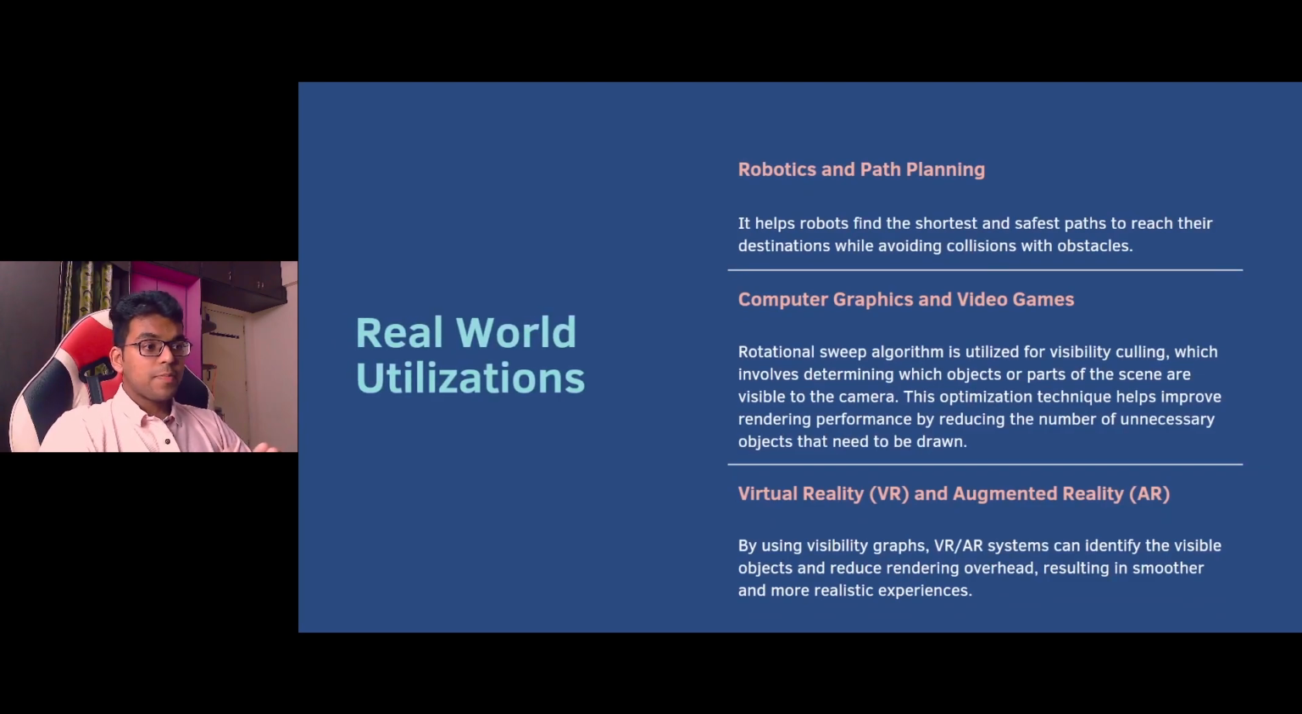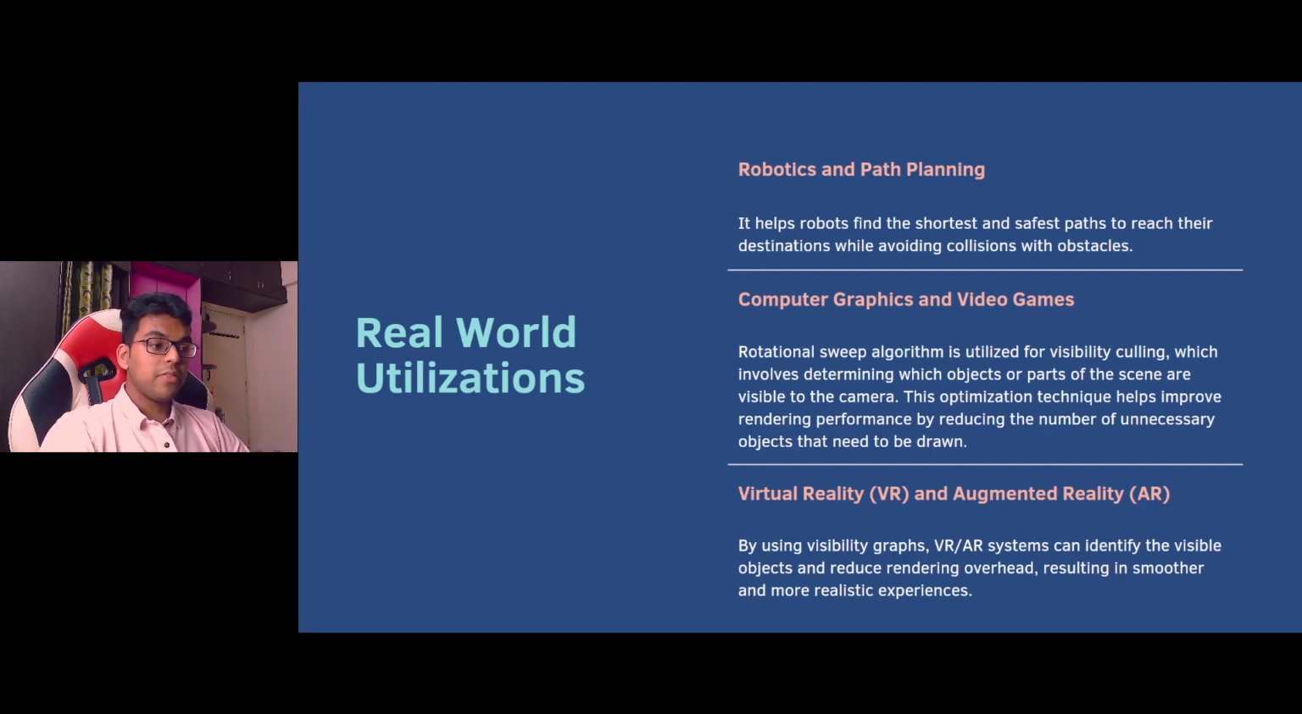Coming to the real world application of the algorithm, it's primarily used in robotics and path planning to help robots find the shortest and safest paths to reach their destinations while avoiding collisions with obstacles. It is also widely used in computer graphics and the video game industry for determining which objects or parts of the scene are visible to the camera and only rendering those components, thereby reducing the number of unnecessary objects that need to be drawn and rendered.